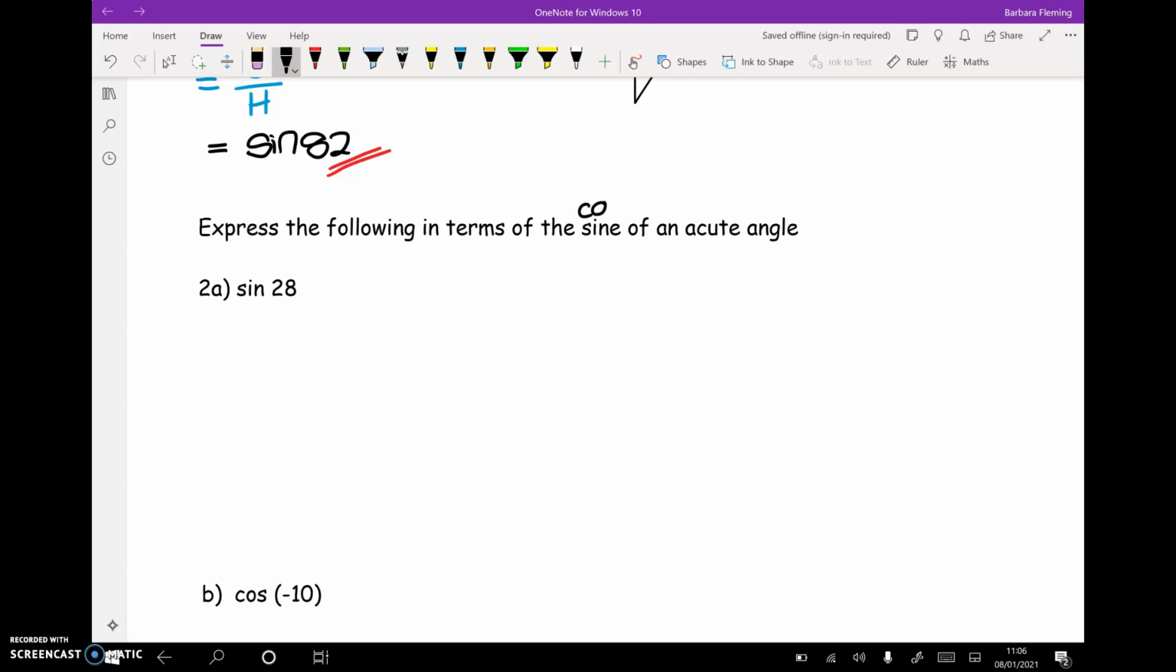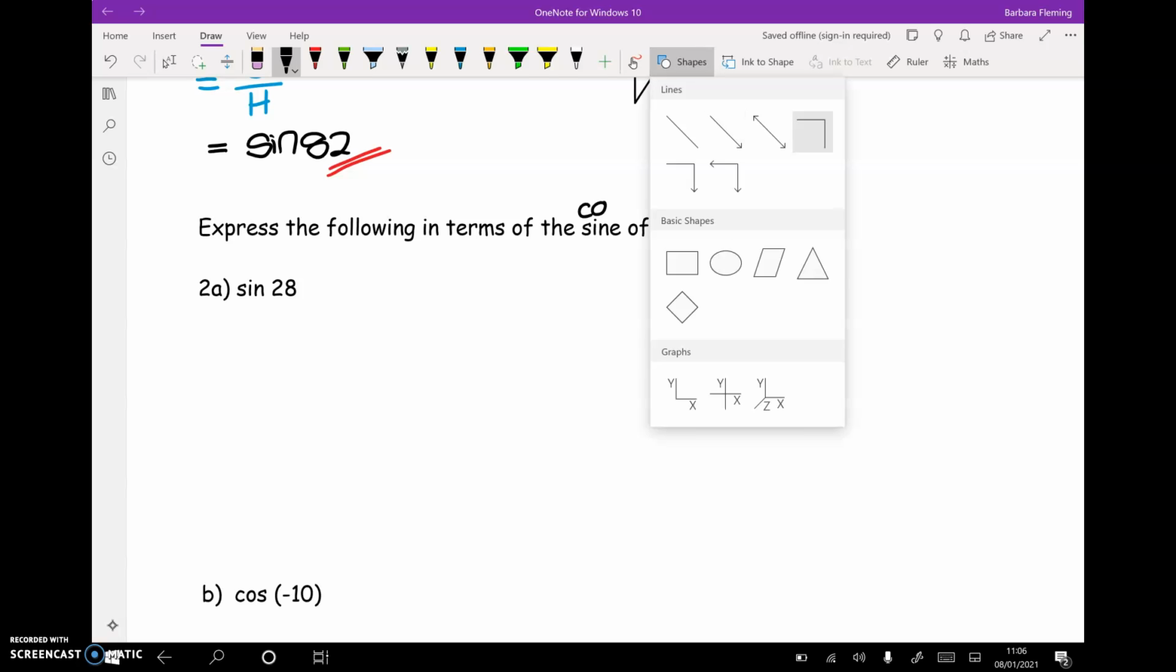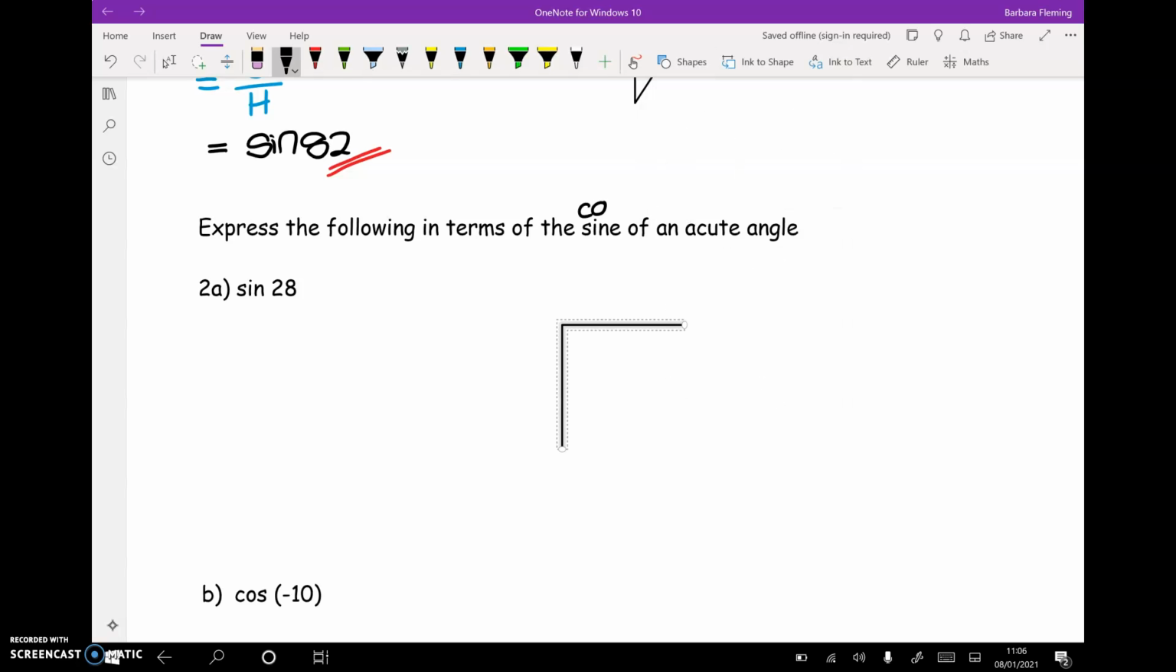Okay, so sine of 28. Again, we've got an acute angle, so we're drawing a right angle triangle. You've got your right angle in here, you've got your 28 in here. Sine of your angle 28 is opposite over hypotenuse. Let's fill in the other angle. You've got 180 degrees in a triangle. So 180, take away your 90, take away your 28, and you're left with 62 degrees in there.